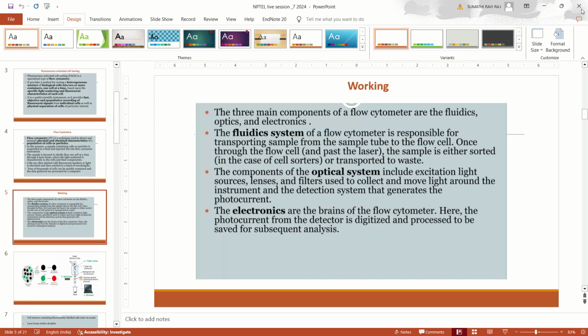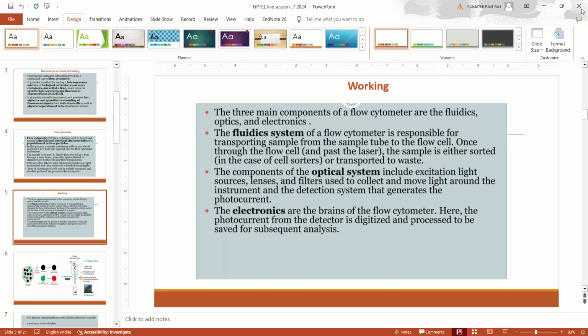The electronics are the brains of the flow cytometer. Till now it is simple. You have your sample, that is your fluidic system, that will pass your sample, and then you have your optical system where you have light, your lens, your filter. It's based on the excitation and emission of your fluorophore. Now whatever signal it has gotten, it has to be analyzed. For this you need electronics. The photocurrent which is generated by the detector will be processed. Here the photocurrent from the detector is digitized and processed to be saved for subsequent analysis.